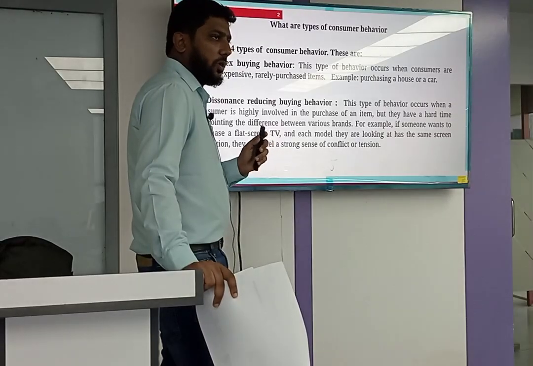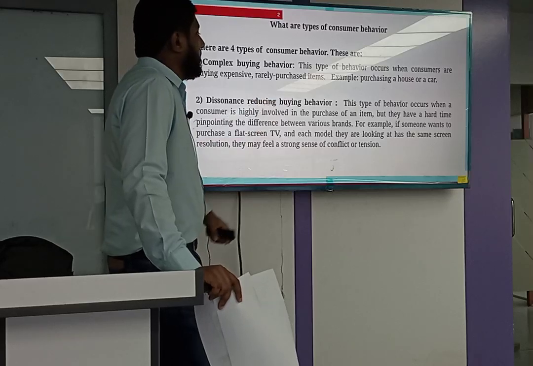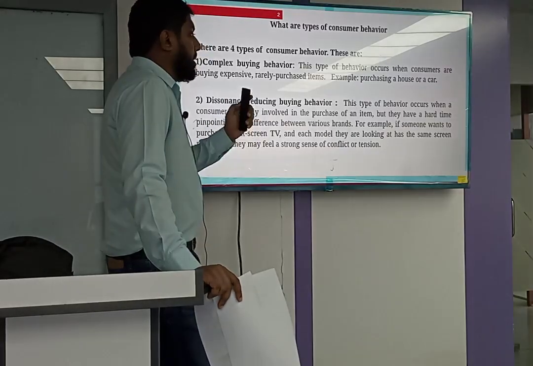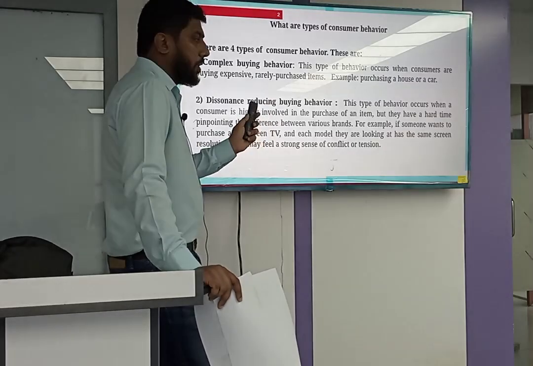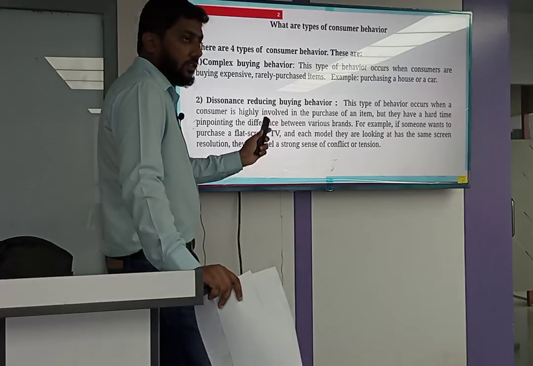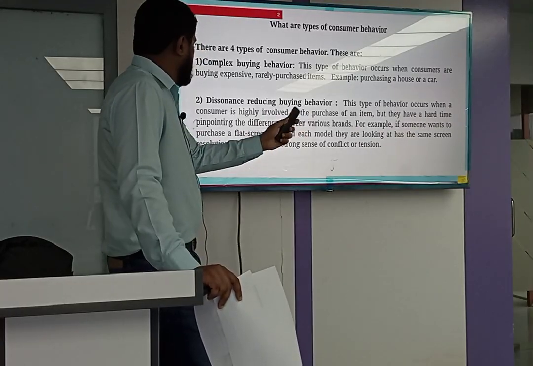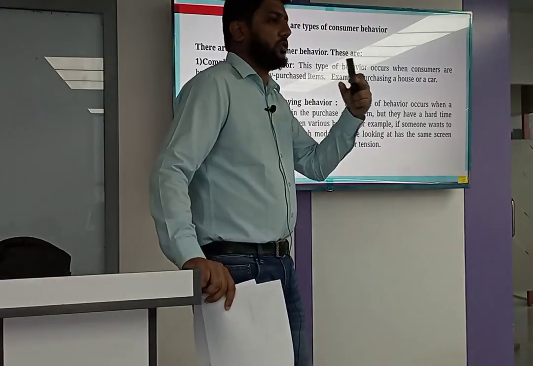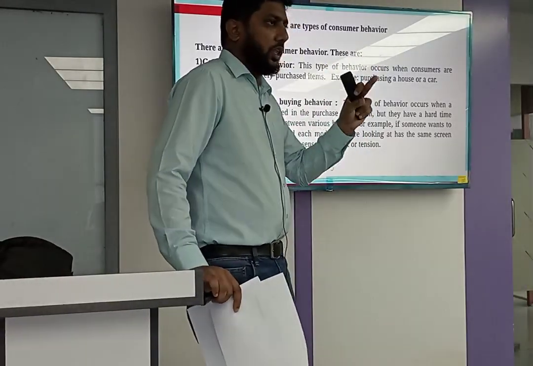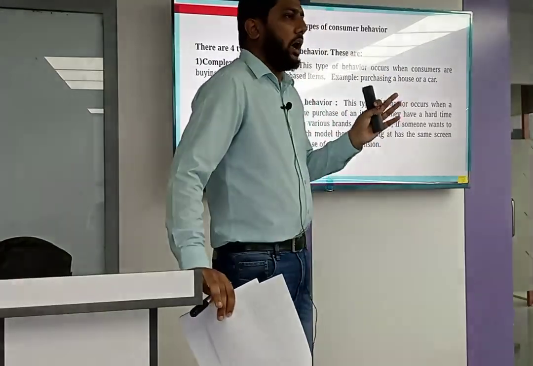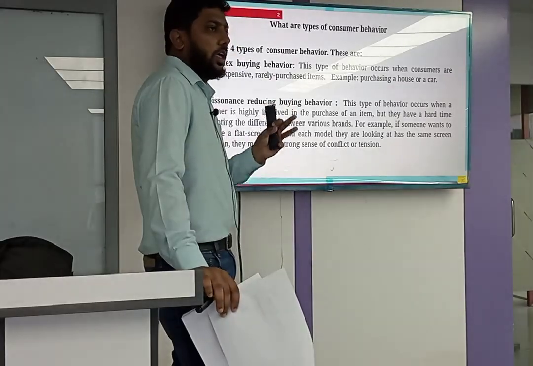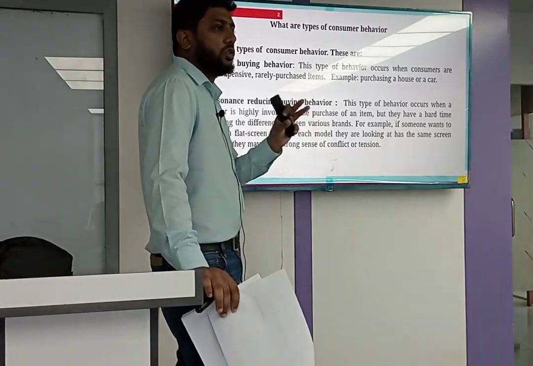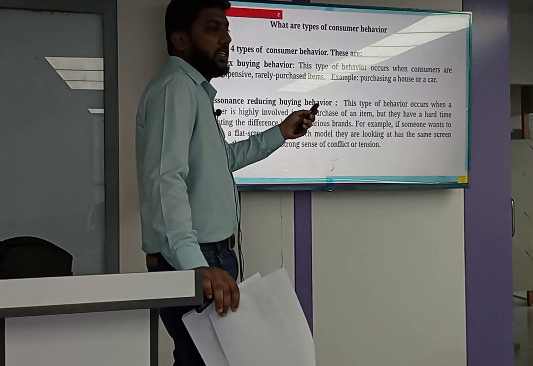So this dissonance reducing buying behavior occurs when a consumer is highly involved in purchasing an item, but they have a hard time pinpointing the difference between various brands. For example, if someone wants to purchase a flat screen TV and each model they are looking at has the same screen resolution. Suppose Panasonic has the same resolution and Walton has the same. So now he is having a hard time deciding which product he will buy. He does have an idea about TV, but he is having a hard time selecting which product he or she will buy. So that is why it is dissonance reducing buying behavior.